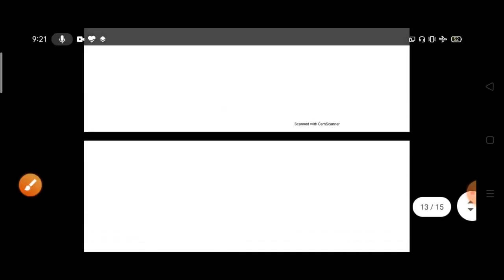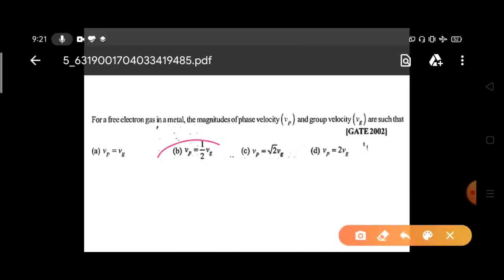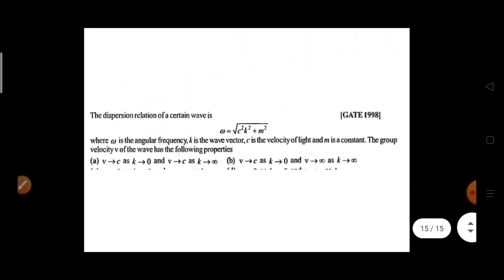The next question is: for a free electron gas in a metal, the magnitude of the phase velocity Vp and the group velocity Vg are such that... We also understand that for a free particle, the magnitude of the phase velocity Vp should be half of Vg. Now it's your homework to find it out, and please answer it in the comment section.